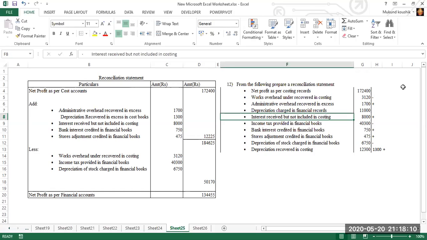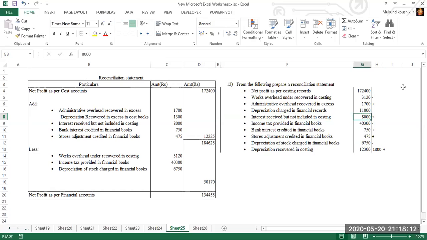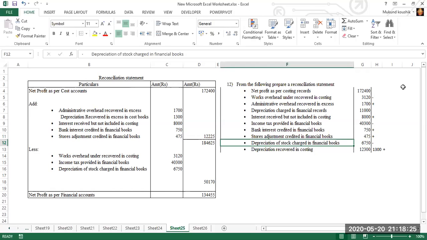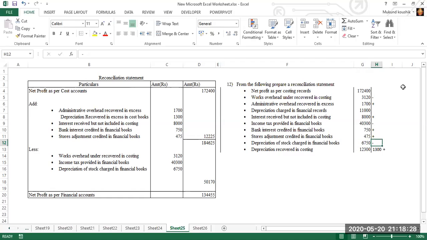Then again, interest received but not included in costing is an income. So whenever we have financial accounting income, we have to add. Then income tax is an expense, we have to deduct. Bank interest credited is an income, we have to add. Stores adjustment credited in financial books also is income, so we have to add. Then depreciation of stock charge in financial books is an expense.